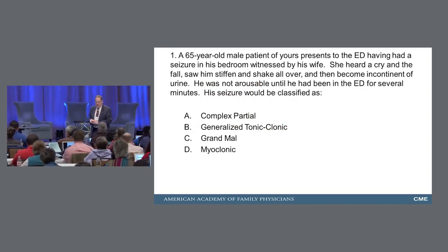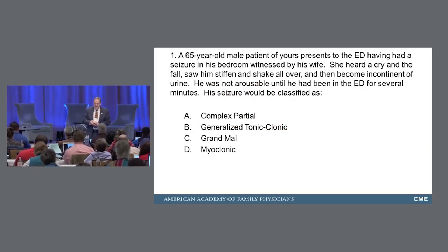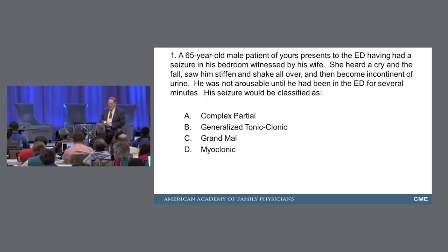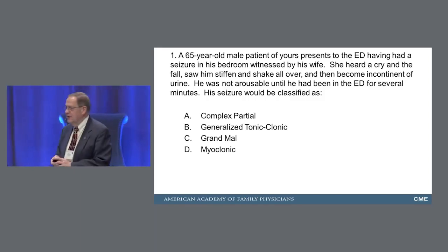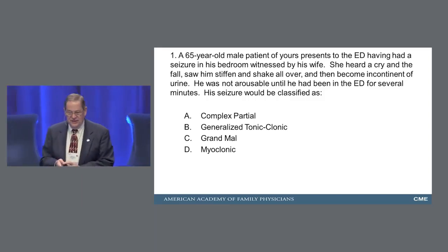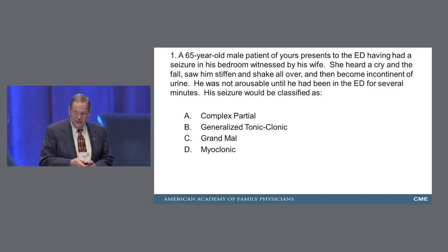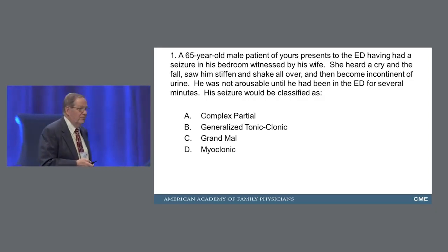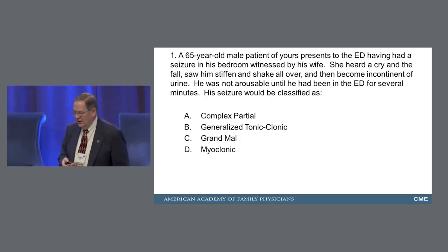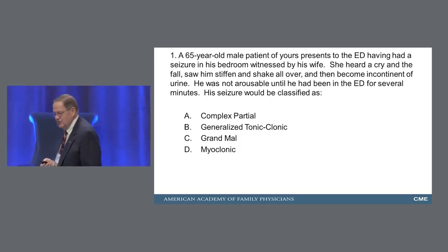A 65-year-old male patient of yours presents to the ED having had a seizure in his bedroom witnessed by his wife. She heard a cry and the fall, saw him stiffen, shake all over, and then become incontinent of urine. He was not arousable until he had been in the ED for several minutes. His seizure would be classified as complex partial, generalized tonic-clonic, grand mal, or myoclonic. Please go ahead and mark your answers here.